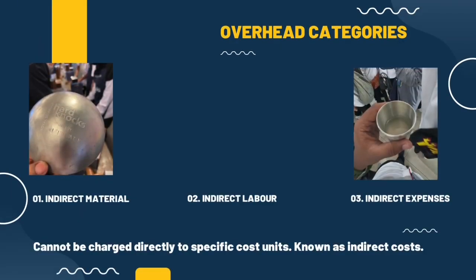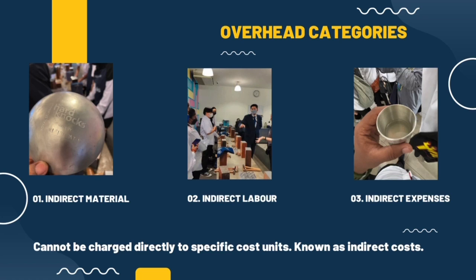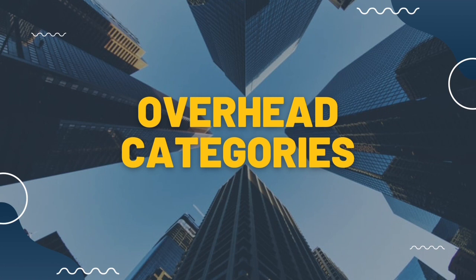Therefore, overhead can comprise three elements. First, indirect material. Second, indirect labor. And third, indirect expenses. Overheads can be divided into three categories based on function.